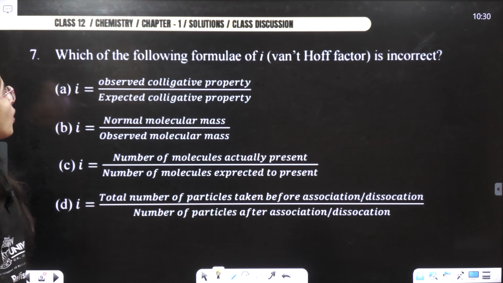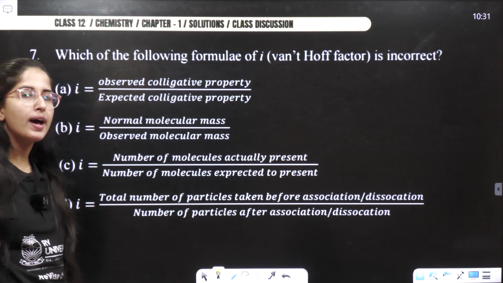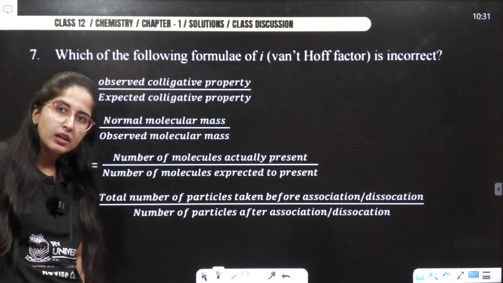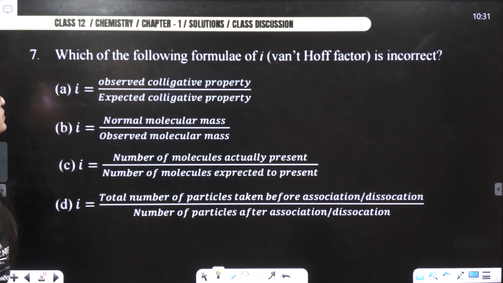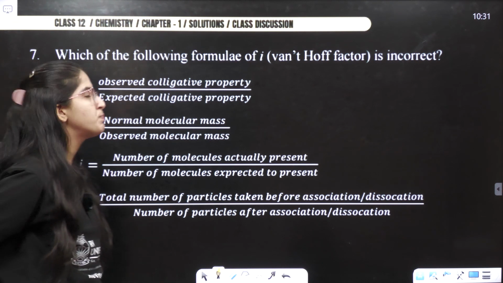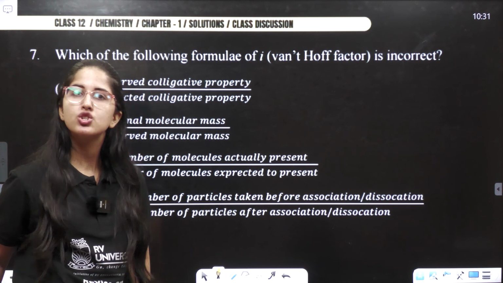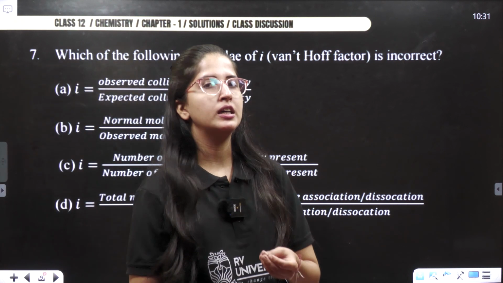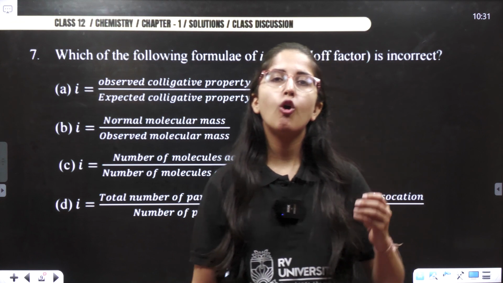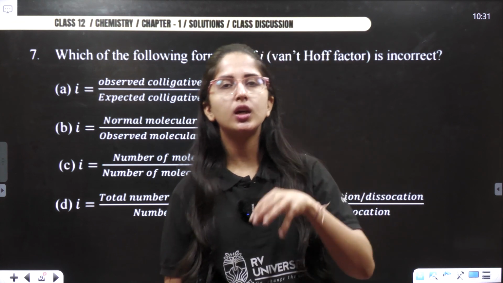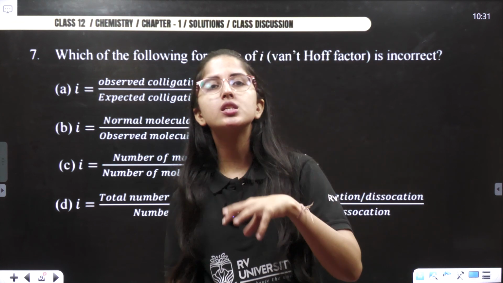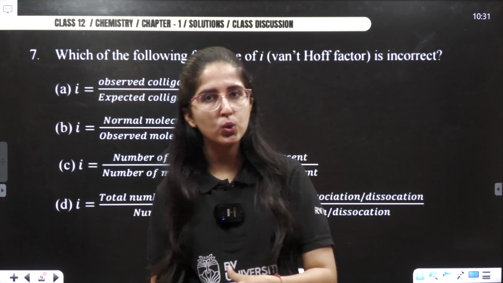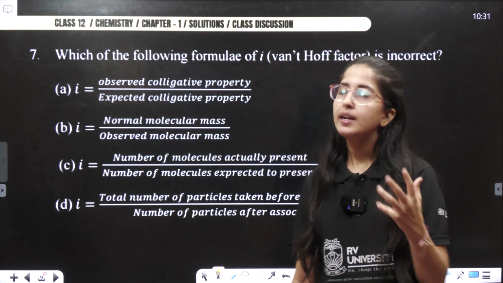Next, which of the following formulae of i is incorrect? They are asking. So i is nothing but your Van't Hoff factor. So here option 1 is given, observed colligative property divided by expected colligative property. That is true, definitely. So the observed colligative property will differ due to the value of your i, because on adding solute to a solution, it may dissociate or associate, therefore the value will differ.